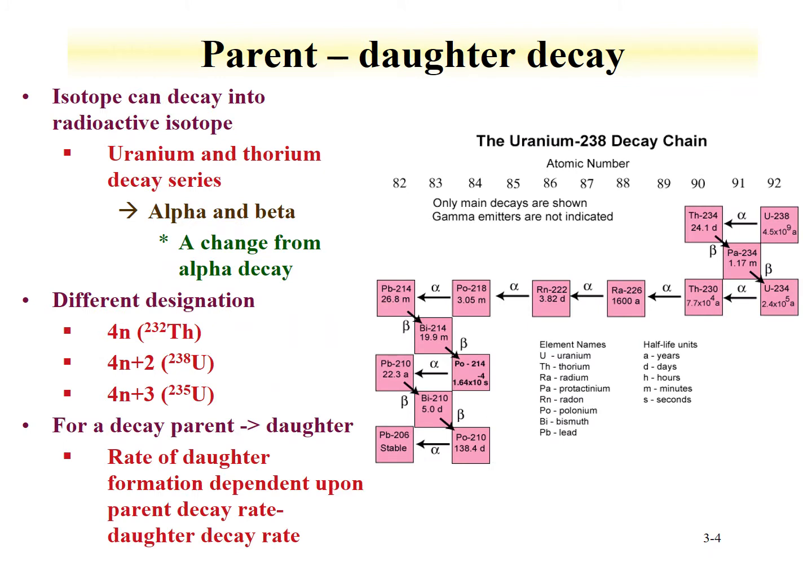Now we can expand these equations into related decays, in other words, a parent and progeny, or daughter, decay. So we know that we have conditions where one isotope decays into the other, the decay series being the most common examples. So here's a figure that shows the uranium-238 decay chain, thorium-232, and then there's the uranium-235 decay series. Those are the naturally occurring decay series.